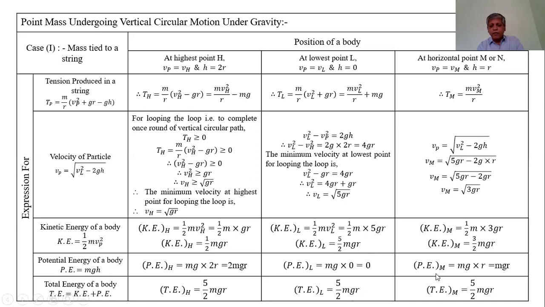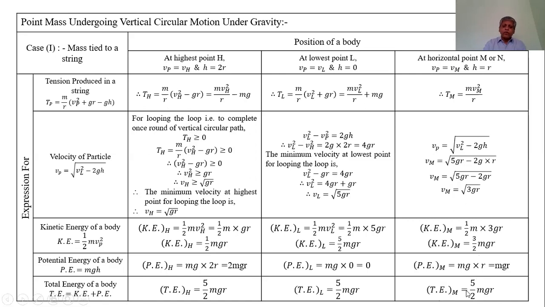Potential energy at the horizontal position is mg into r. Since h is equal to r, therefore potential energy at the horizontal position is mgr. So, taking the sum, the total energy is equal to 5 by 2 times mgr.